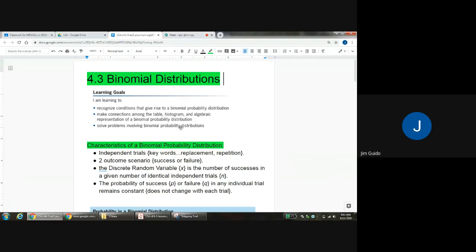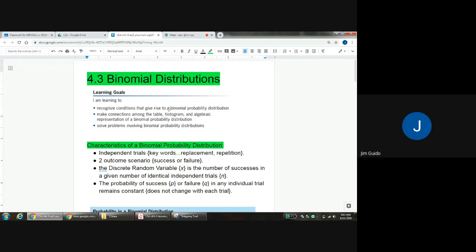Okay, everybody, Guido here. Today we're going to talk about binomial distributions and how they play a part in simplifying your probability calculations. So, first of all, what are the goals here?